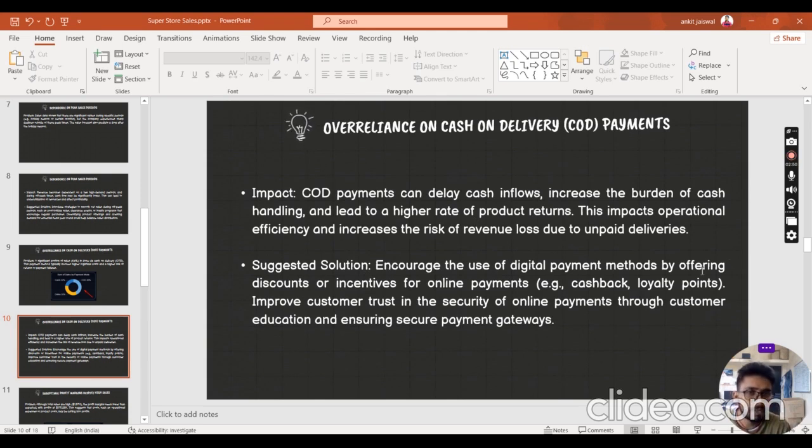Encourage the use of digital payments by offering discounts or incentives for online payments, for example cashback and loyalty points. Improve customer trust in the security of online payments through customer education and ensuring secure payment gateways. So the simple solution could be that we provide discounts. If a customer tries to pay online, we can give him certain points, such that for 10 successful purchases through online mode, he can get an offer of $100 for a particular product. So this could be a solution.